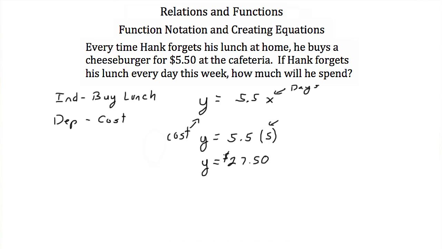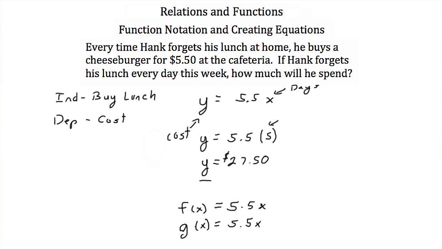Now to write this in function notation, the easiest way to think is take your dependent variable, which in this case is y, and replace it with the f of x notation. So our function would look like f of x is equal to 5.5x. Now the function notation is typically drawn with an f, but it doesn't have to be. You could also make it g of x, or any letter you really choose. You just have to understand what this notation means.